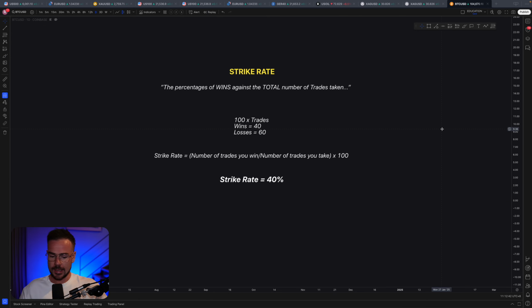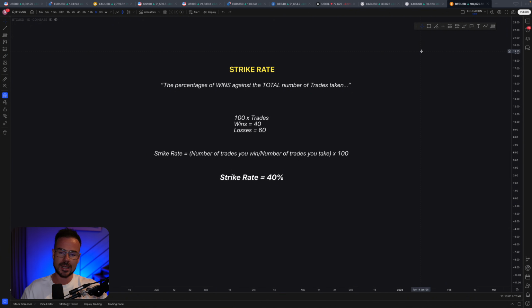We just looked at random distribution and probabilities, and the coin flip example, and we know it's 50-50. But when it comes to trading, we need to understand what our strike rate is. What is our win rate? Essentially our strike rate, or win rate, is the percentage of wins against the total number of trades taken. It's quite important to understand what your win rate is, and I'll explain later how understanding your win rate can really help that bulletproof mindset.